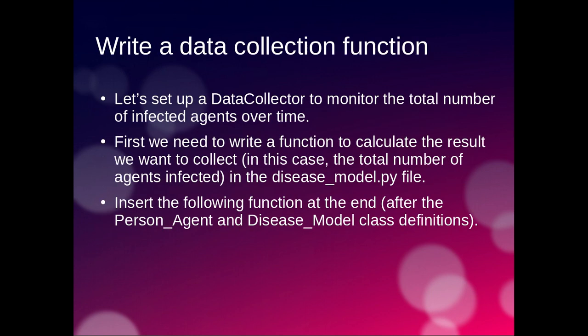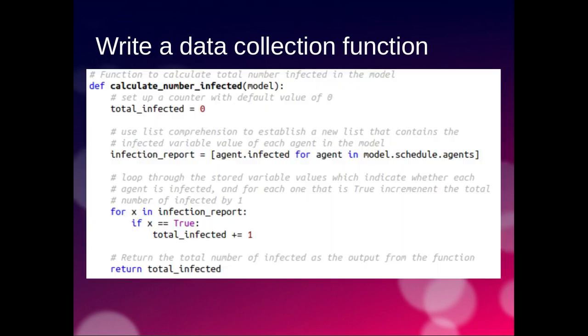So let's set up a data collector that's going to monitor the total number of infected agents over time, because that might be really useful information for us. So the first thing we're going to need to do is to write a function that calculates the result we want to collect, in this case the total number of agents infected at each time step of the model. I'm going to write that in the disease model file. So in your disease model.py file, we're going to insert this function at the end after our person agent and disease model class definitions. So this is the function we're going to write, and again I'm going to talk you through this before getting you to write this out.